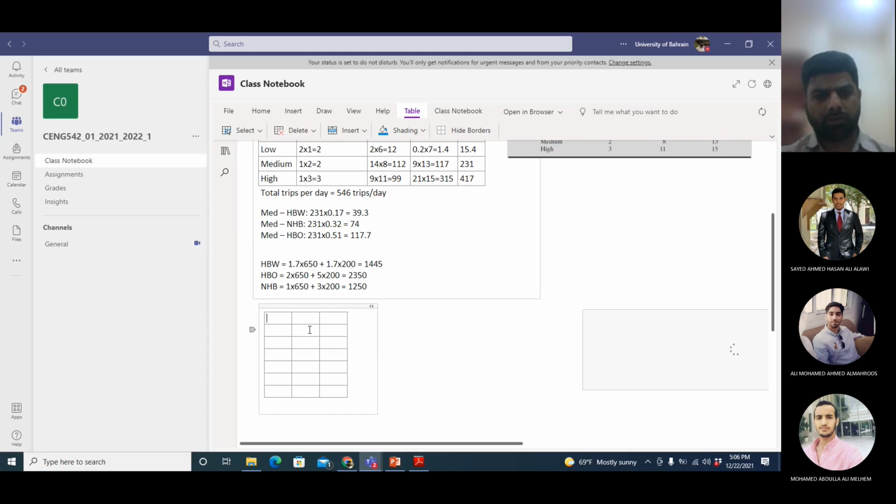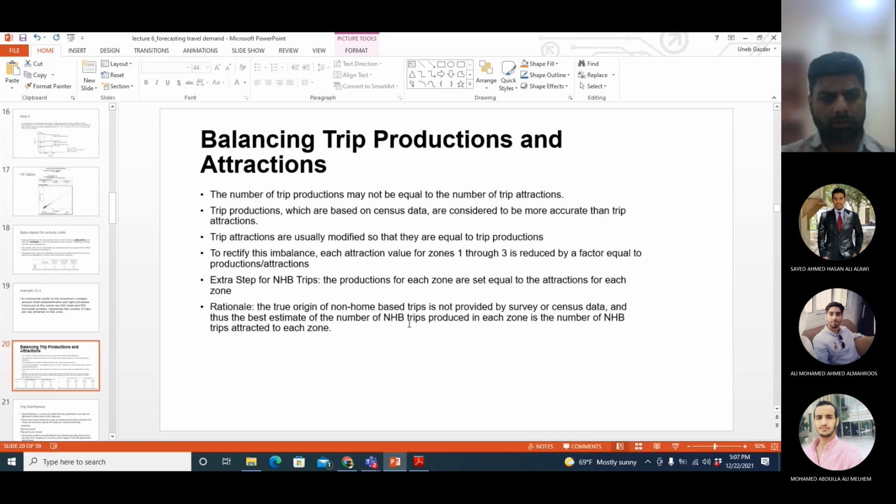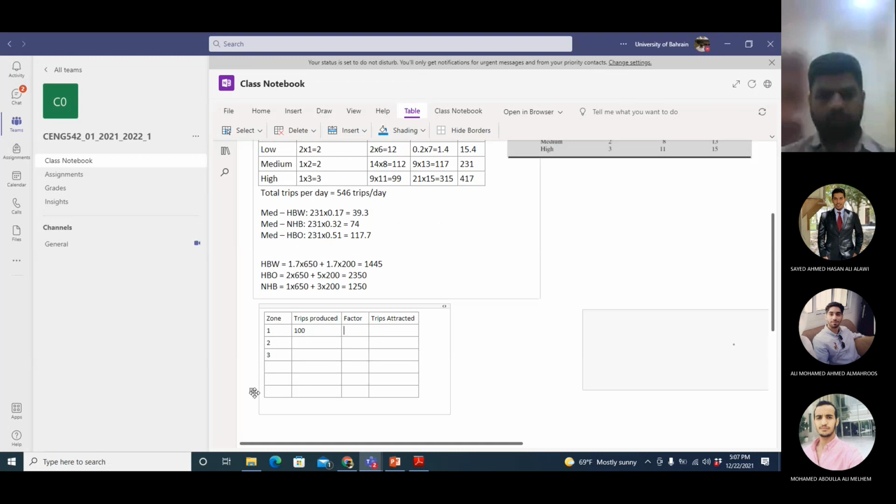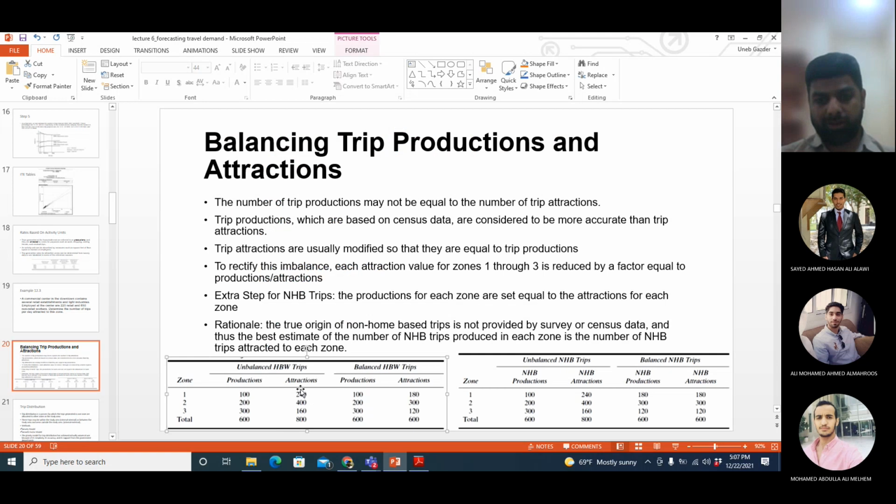I have the zone here, and I have the trips produced. Okay, let me make another column here: trips attracted. So trips produced, zone 1, 100. Trips attracted without balancing, 240.